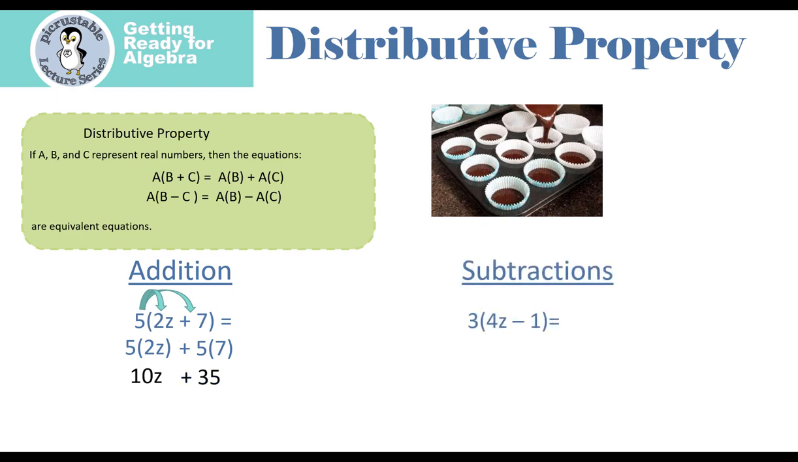It also works for subtraction. Once again, I'm going to put the batter in. 3 times 4z, and then 3 times negative 1. 3 times 4z is 12z. Negative 3 times 1 is negative 3. And that's really it.